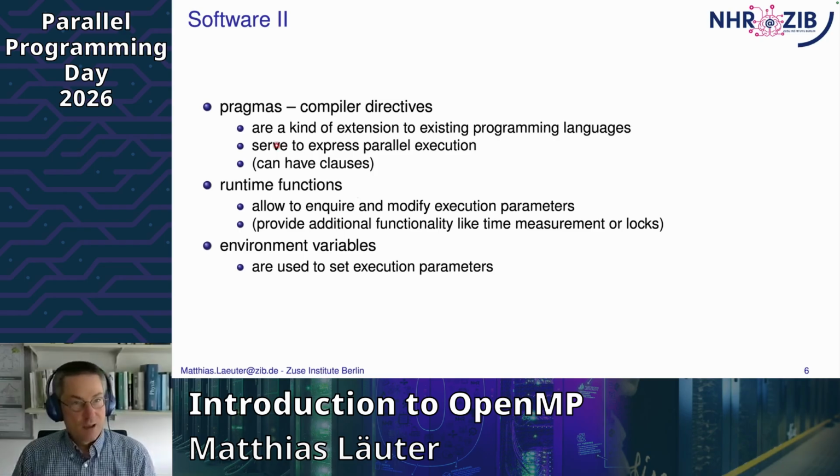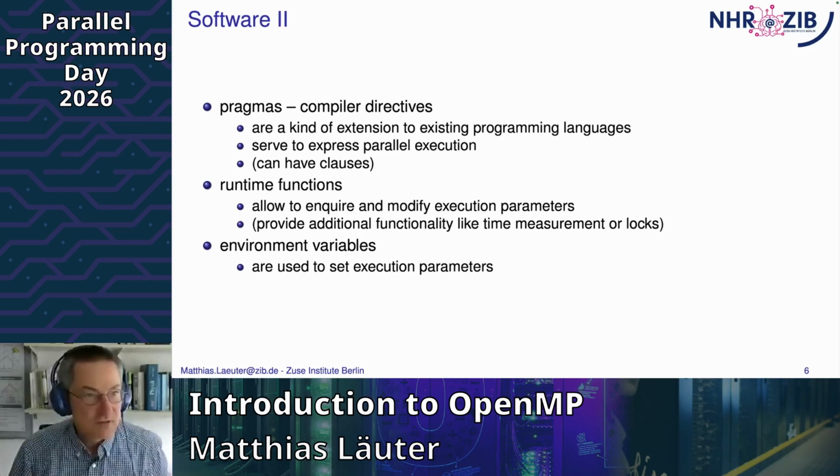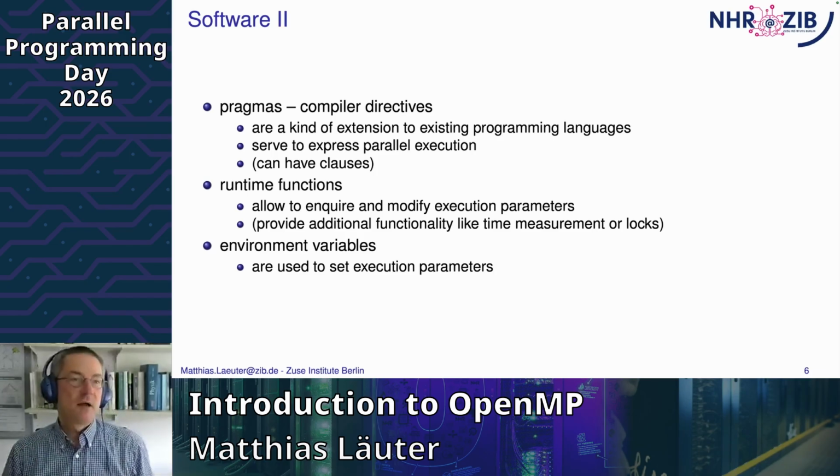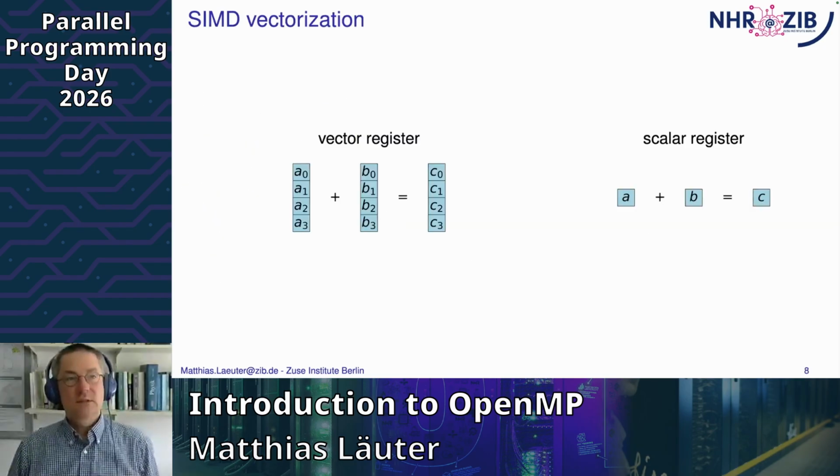The pragmas are the way to write in our code. That's the way to extend our code. And runtime functions are functions which are offered by OpenMP, which you can use in our code as well. The environment variables do not appear in our code itself, but we need the environment variables to control the program evaluation at runtime.